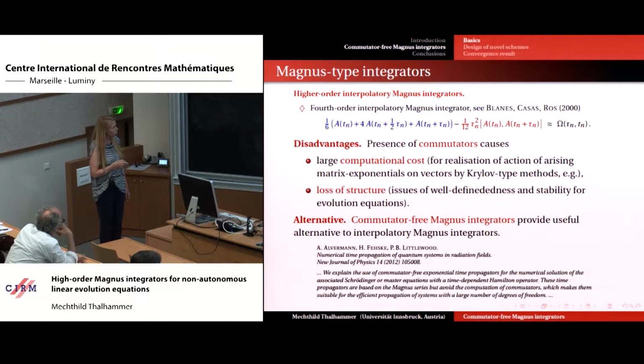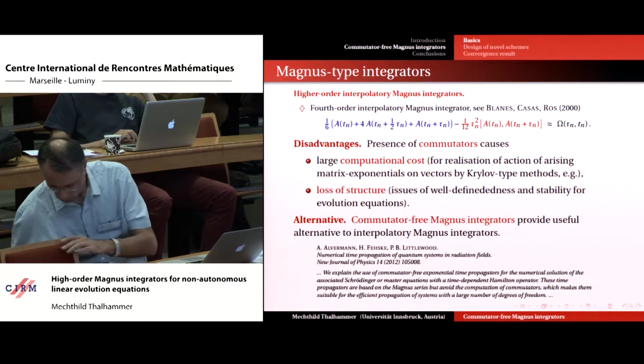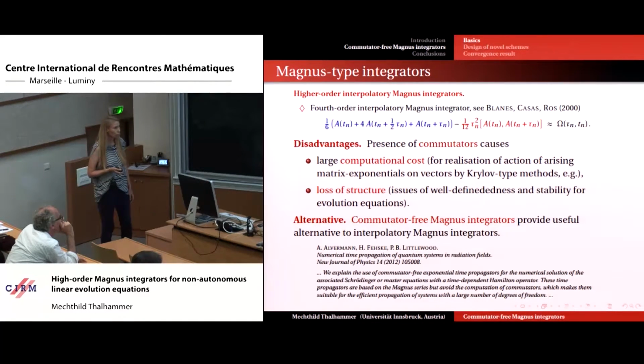And here there's also a nice citation given in the work by Alvermann, Fehske, and Littlewood. So we explain the use of commutator-free exponential time propagators for the numerical solution of the associated Schrödinger or master equations with a time-dependent Hamilton operator. These time propagators are based on the Magnus series, but avoid the computation of commutators, which makes them suitable for the efficient propagation of systems with a large number of degrees of freedom.